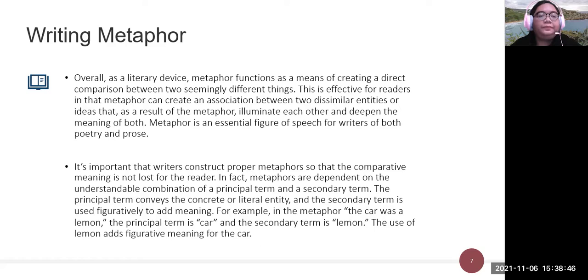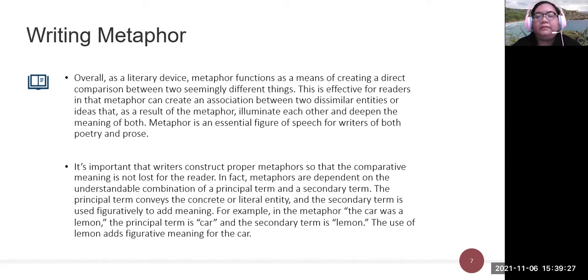Now, it's important that writers construct proper metaphors so that the comparative meaning is not lost on the reader. You cannot just take two different things and put them together and create a metaphor. Metaphors are dependent on the understandable combination of a principal term and a secondary term. So what is a principal term? The principal term conveys the concrete or literal entity, and the secondary term is used figuratively to add meaning.